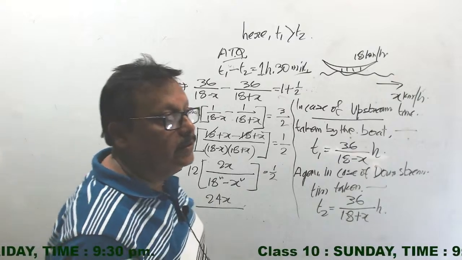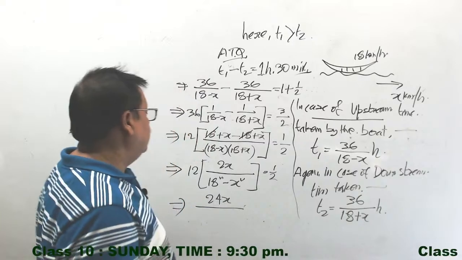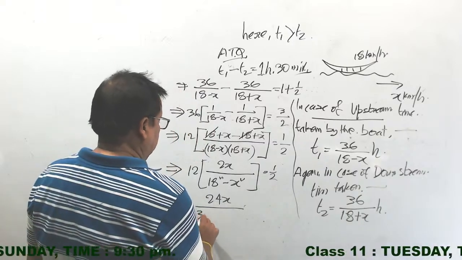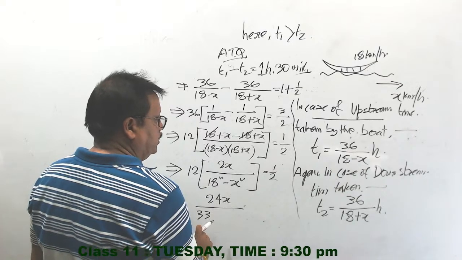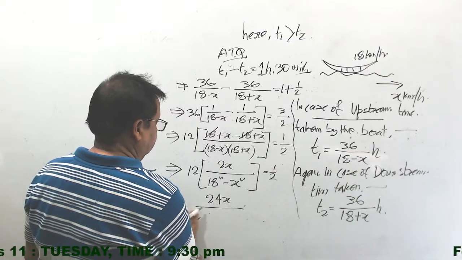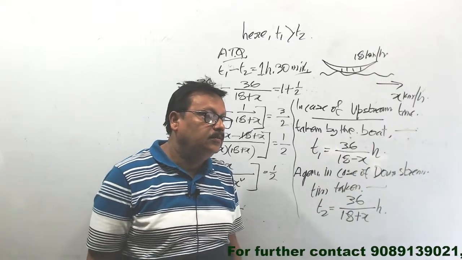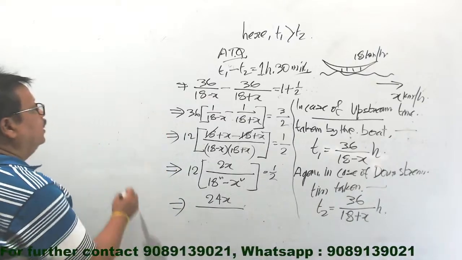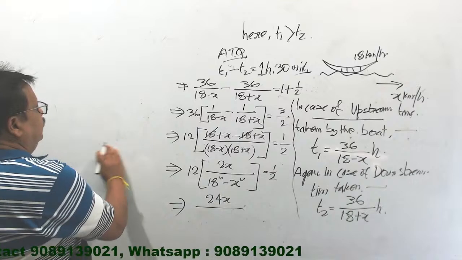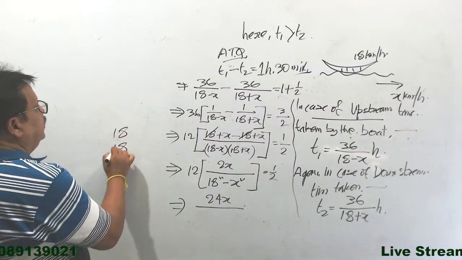No one here. What is 18 square? 334. Is it? No. Who can tell? I forgot it. Okay. If you forget, then how will you find 18 square?